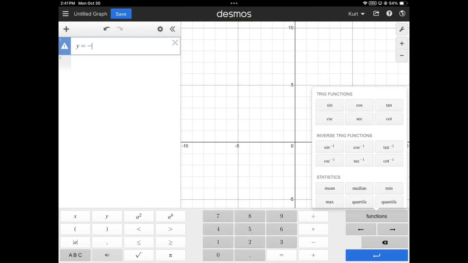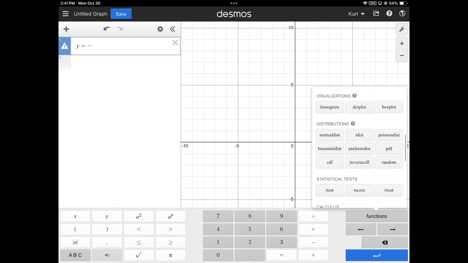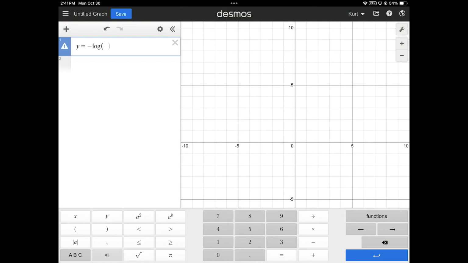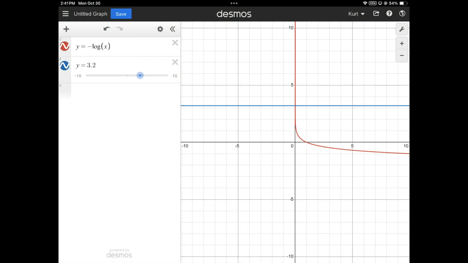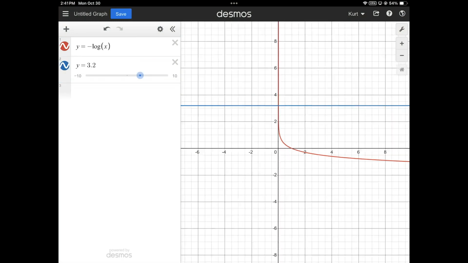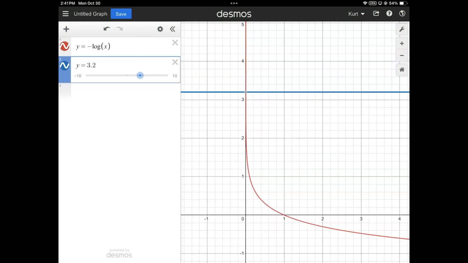So I need to go to my functions and find the log function. Yeah, log base 10, and we'll just say it's of x. And then we also want y equals 3.2. Yeah, and so you'll be able to see then that where those graphs are intersecting at is at the point 0.001 and 3.2. So that would tell you that that x value has to be 0.001.